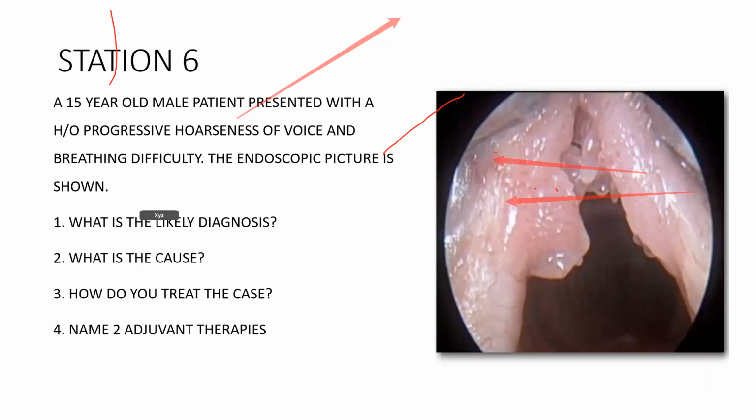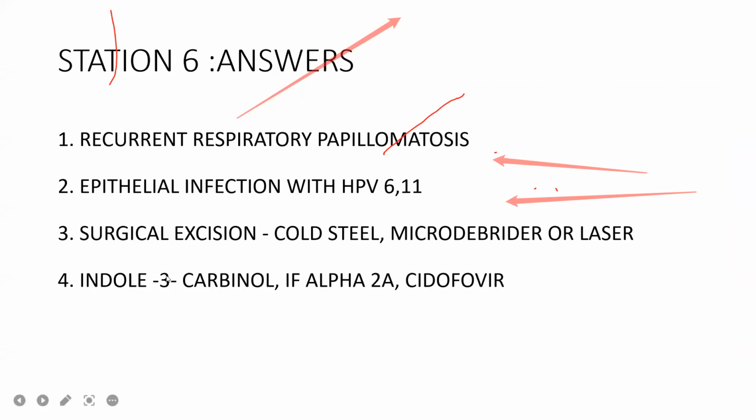So a 15-year-old male patient, the points here are that it's a 15-year-old, a male, presented with a history of progressive hoarseness and breathing difficulty. An endoscopic picture is shown. The classical finding here is some papillomatous lesions in the membranous part of the vocal cord. And why the male patient and 15-year-old boy? Is there any importance for that? What is the diagnosis? In this case, the diagnosis is recurrent respiratory papillomatosis.